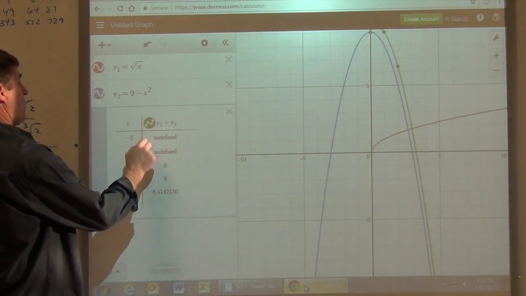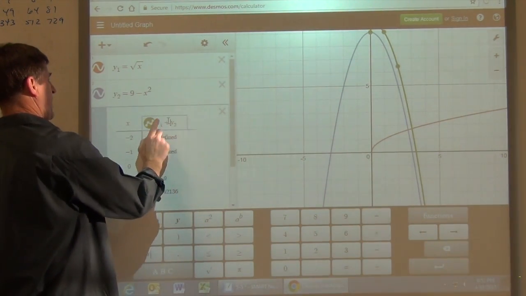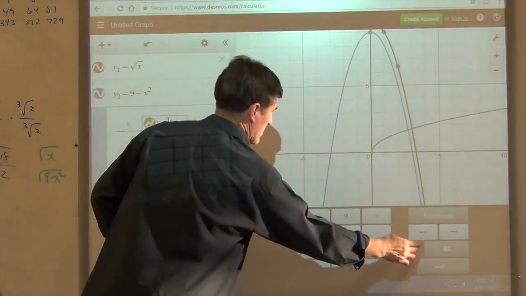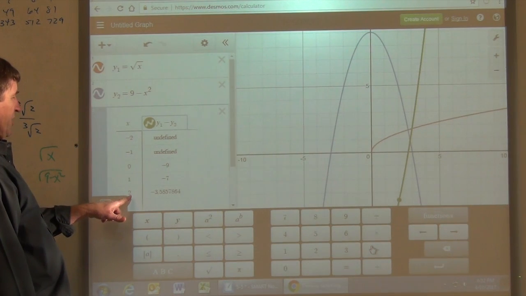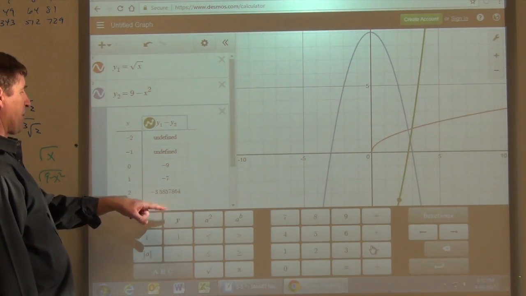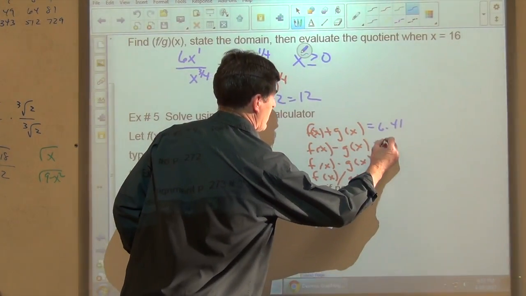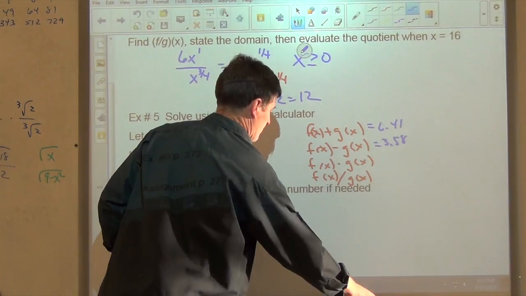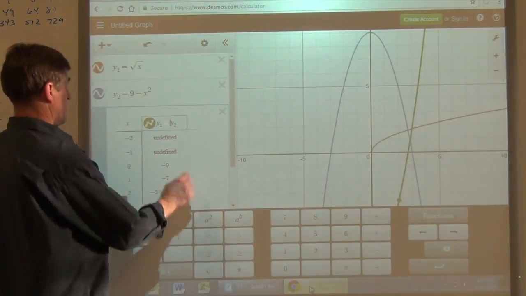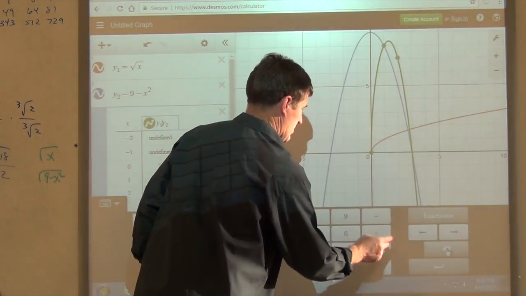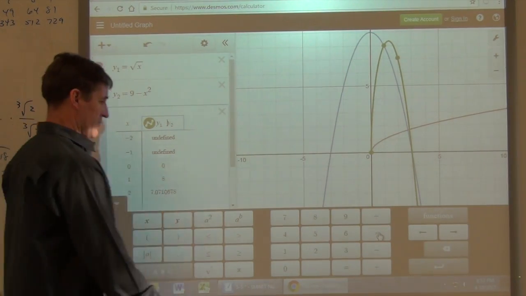And we change this, instead of y1 plus y2, we're going to change it to minus. So we go to y1 minus y2, and now we look at 2, and it says negative 3.58. So that would be negative 3.58. To do multiplication, we simply go back to the Desmos. And we change that from a subtraction to a multiplication. And again, we look here, and 2 is 7.07.